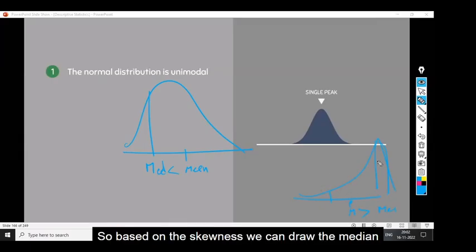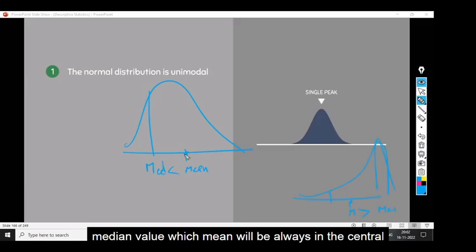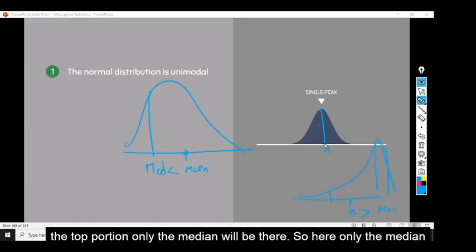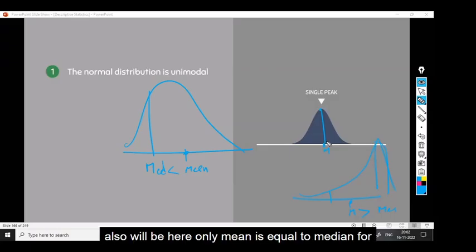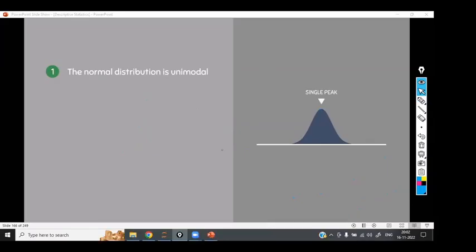So based on the skewness, we can draw the median value in which the top bar is that is the median value, while mean will be always in the center location. Whereas for normal distribution, this is the mean and this is also the median. Everything will be the same. The top is this one only. So in the top position only the median will be there. In the entire data, this is the center point. So obviously mean also will be here only. Mean is equal to median. For the normal distribution, mean and median will be the same.